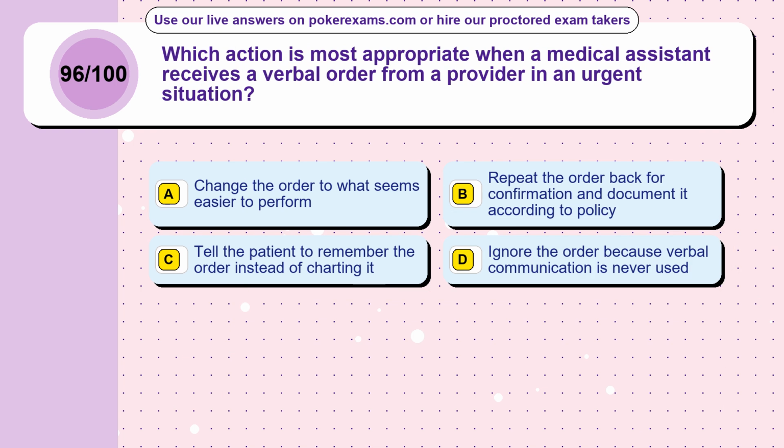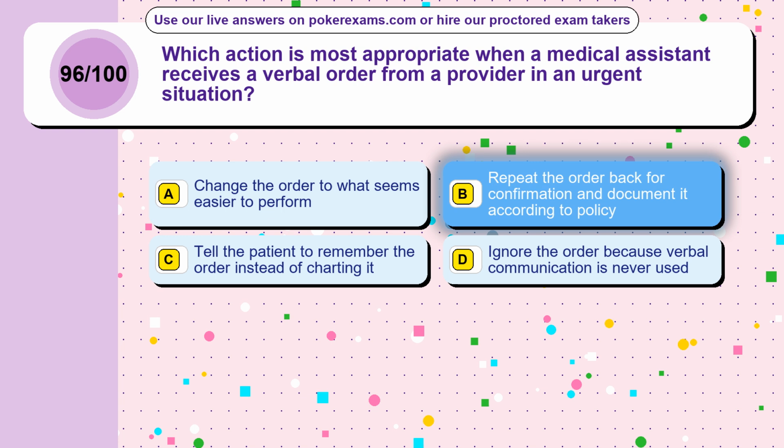Question 96. Which action is most appropriate when a medical assistant receives a verbal order from a provider in an urgent situation? Option A. Change the order to what seems easier to perform. Option B. Repeat the order back for confirmation and document it according to policy. Option C. Tell the patient to remember the order instead of charting it. Option D. Ignore the order because verbal communication is never used.